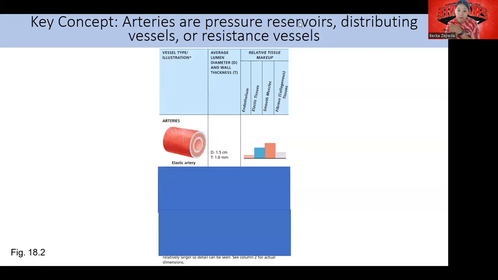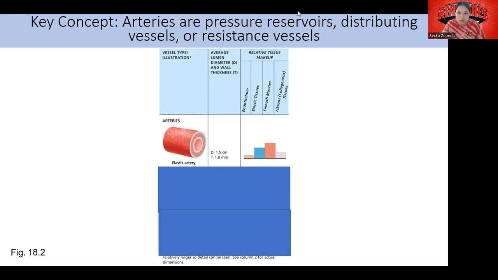Okay, so this next video, we're going to be talking about arteries, just arteries themselves. Now, we said before that elastic arteries are largest, then muscular arteries, and then arterioles are our smallest arteries. So we're going to talk about each one of these individually.